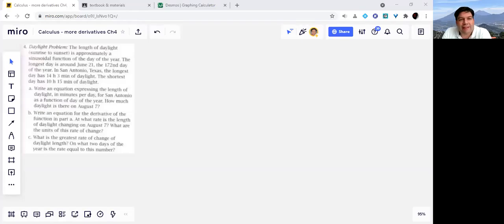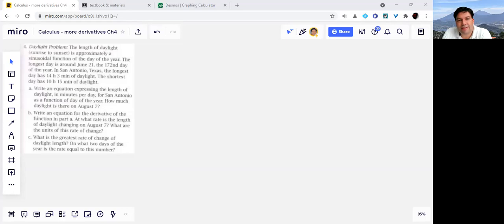So problem number 4 is the daylight problem. It says the length of daylight, sunrise to sunset, is approximately a sinusoidal function of the day of the year. The longest day is around June 21st, the 172nd day of the year.